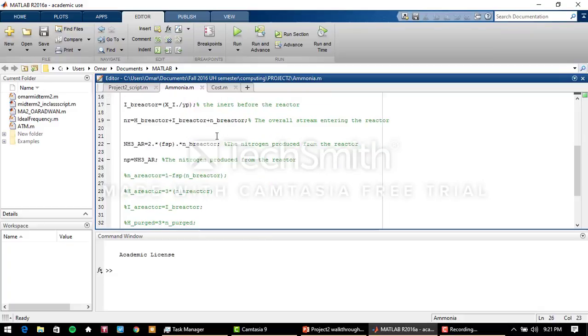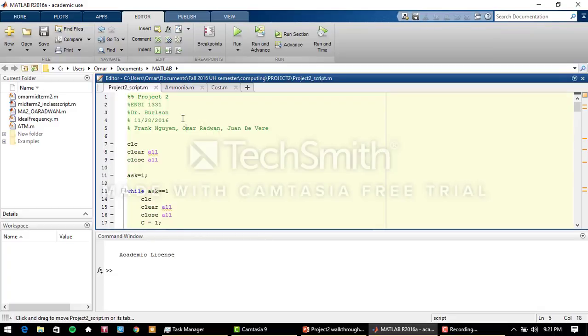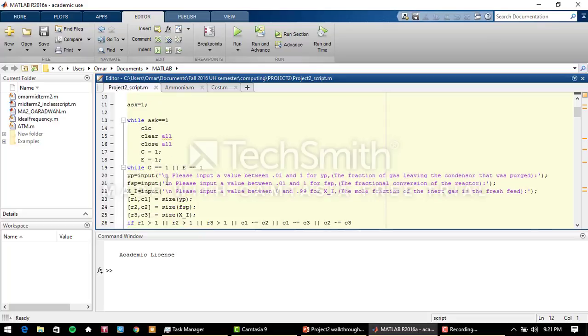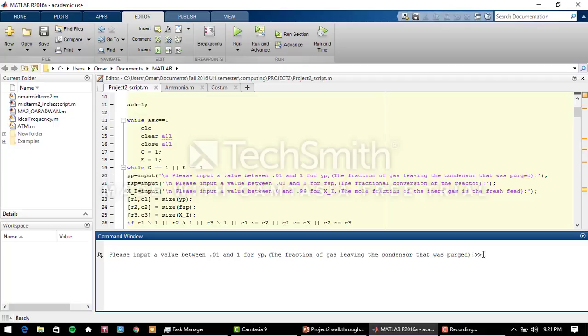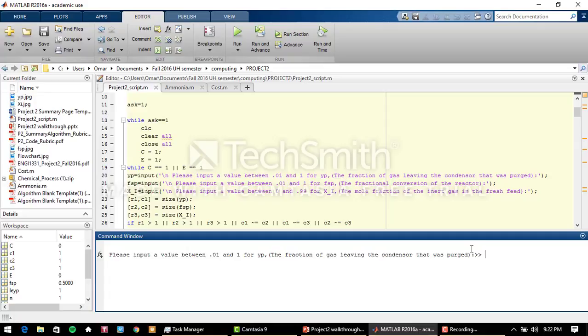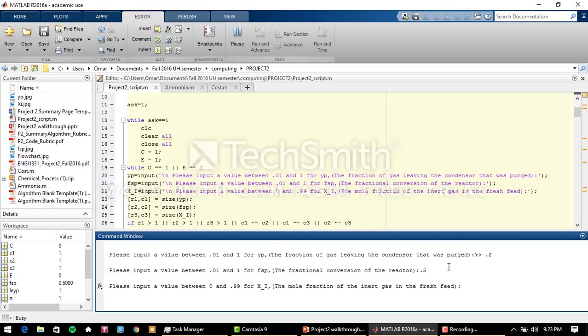Now, our code, when I run it, this is what it does. I ask you to input YP from intervals of 0.01 and 1 for YP. And we can try 0.2 interval. We enter YP, 0.2, FSP in specific interval, enter 0.5, and then XI 0.2.